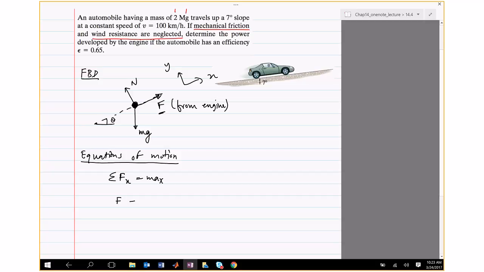And then, what other force acts in the x direction? Mg sine theta, right? Because this angle here is going to be theta, and I'm interested in the component along the x direction. So it's mg sine theta equals mass times acceleration. So what's the acceleration? It's 0, because this is moving with a constant speed. So that is equal to 0, which means that the force developed by the engine is mg sine theta. Okay.